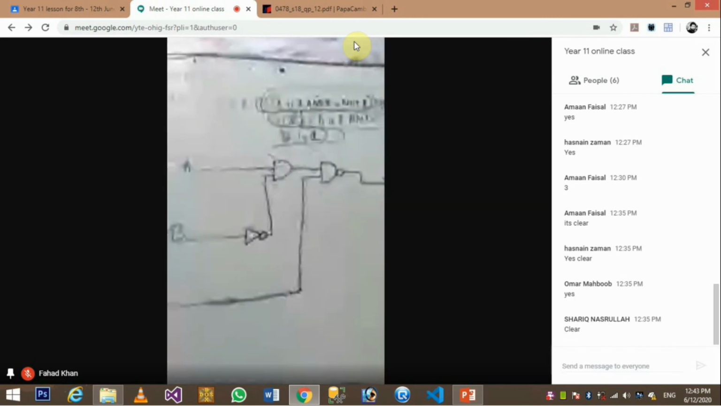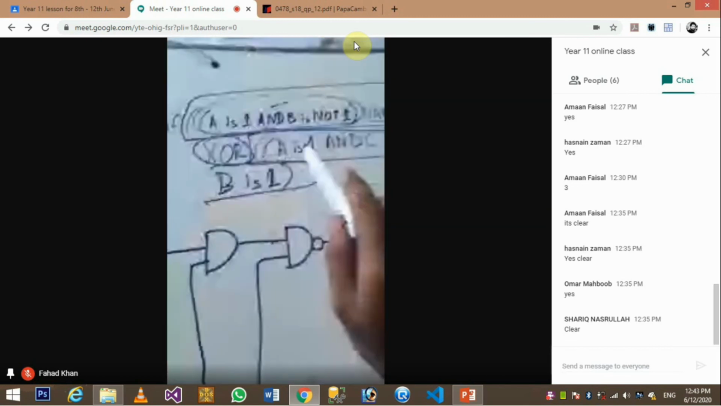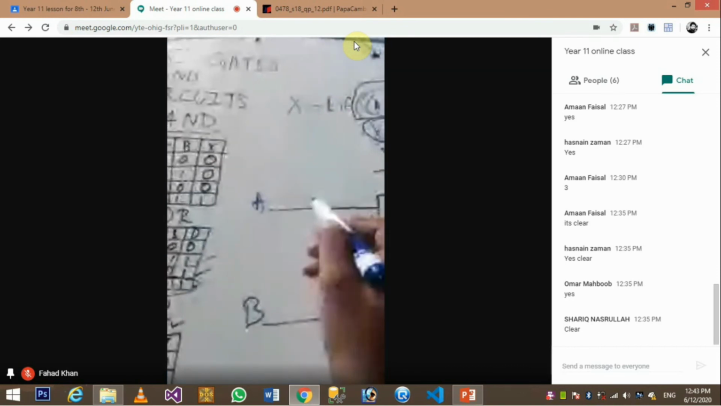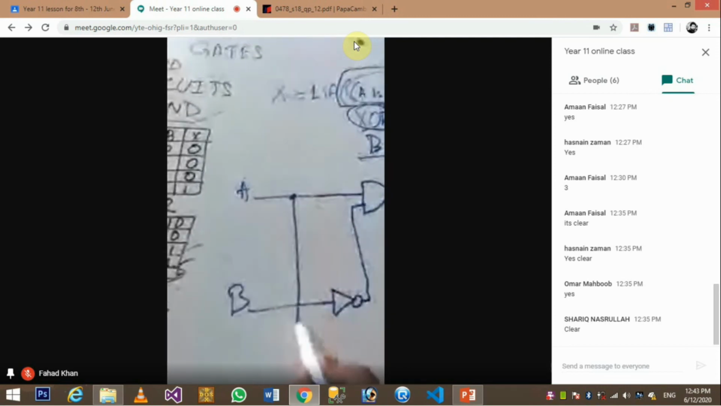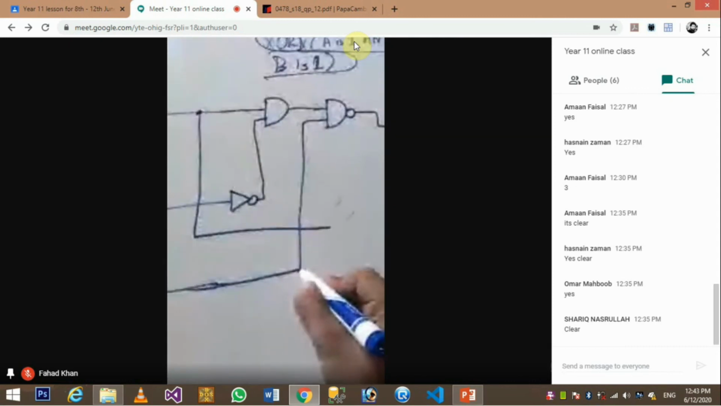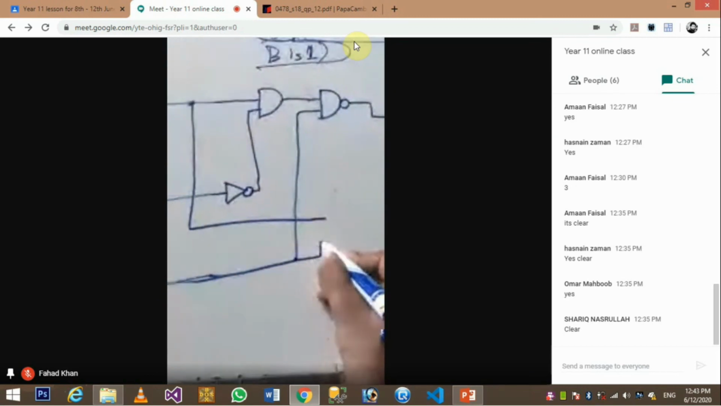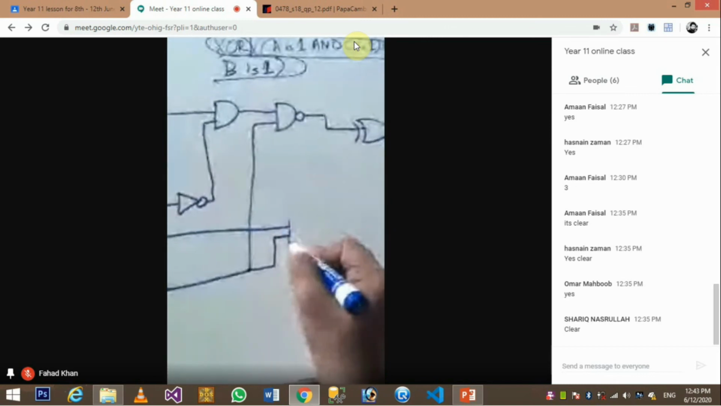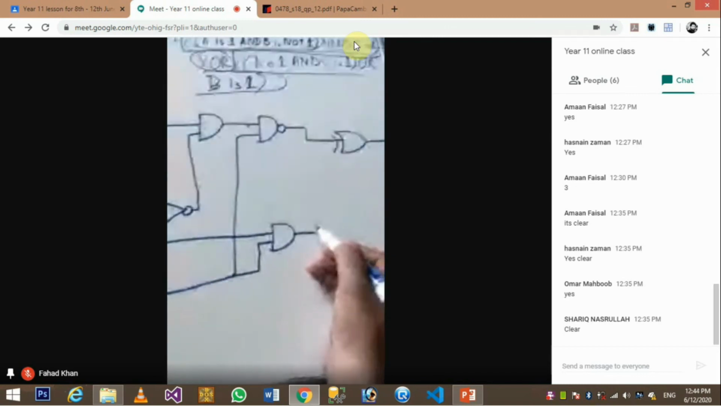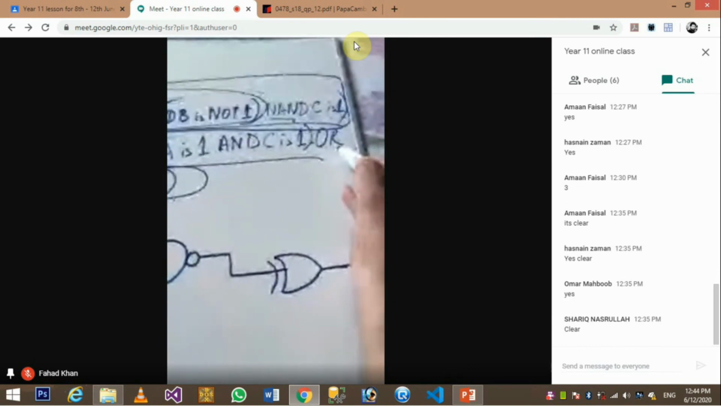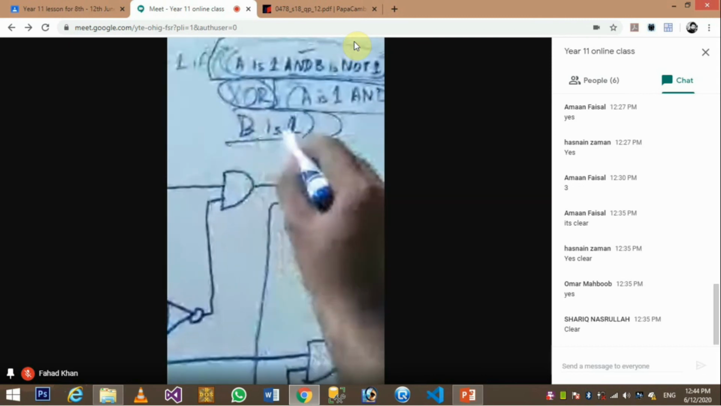Okay, moving on to the next part, in which A is 1 and C is 1. So I'm going to take this A and this C from here. A is 1 and C is 1, so AND gate here. Now moving on, A is 1 and C is 1. This part is done, and it is connected with OR gate with B is 1.